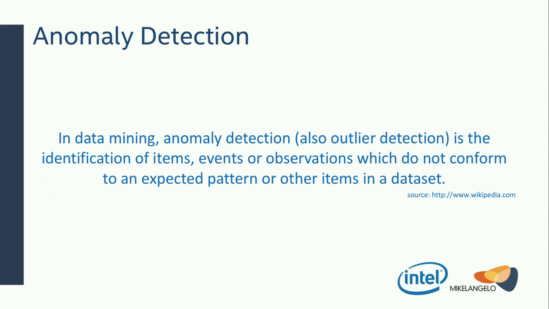Another thing is anomaly detection. What is anomaly detection? It's mostly outlier detection. It means that you have data, but not everything is okay with your data. That means there are some points that are outliers from the data sets, and this can actually show you that something is happening with your system.